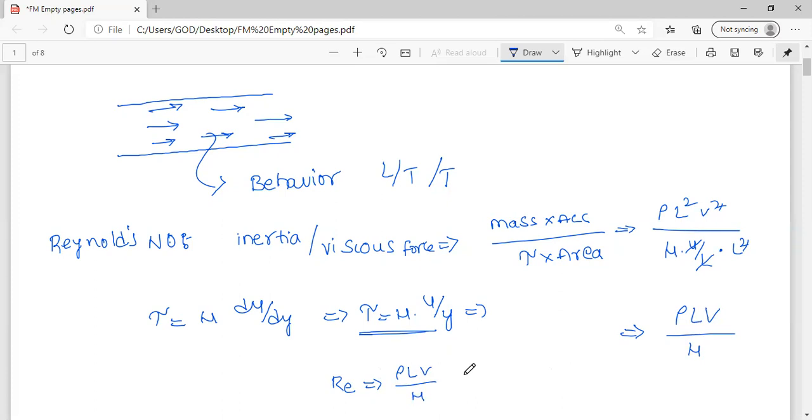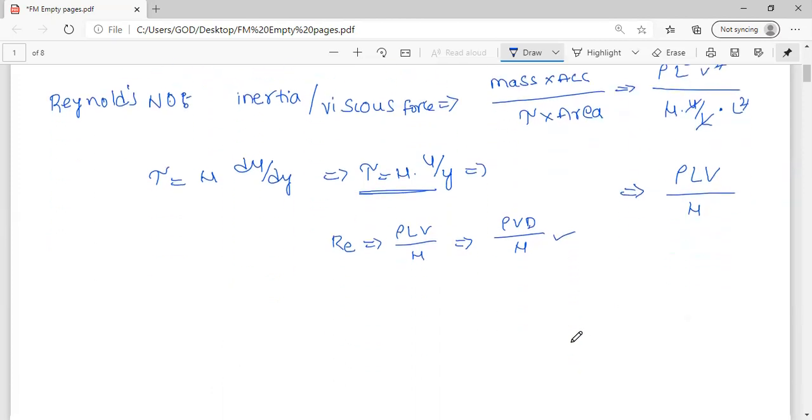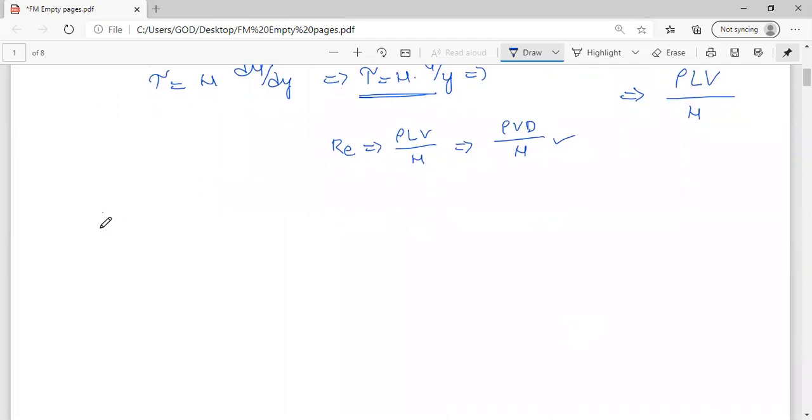Now with this, the Reynolds number is written as rho LV by mu. In case of diameters, we can write rho VD by mu. Example, I have a pipe of diameter D, then I can write Reynolds number as rho VD by mu. Observe the terms inside the Reynolds number: rho is density, V is velocity of the fluid, D is diameter, and mu is dynamic viscosity.